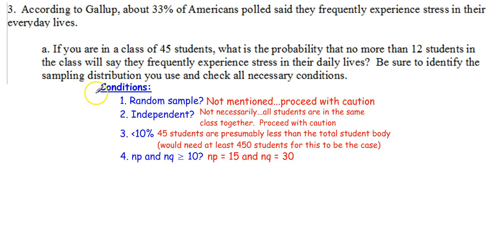So the next step, we've checked all the conditions. We've noted that maybe these two aren't necessarily satisfied. We're going to go ahead and proceed with caution with the calculations and the rest of what we need in order to answer this question. So the next step is to build your model. And this is a sampling distribution. We know the population proportion is 33%. So we know the population parameters. We know p, and we can calculate the standard deviation of this particular thing.